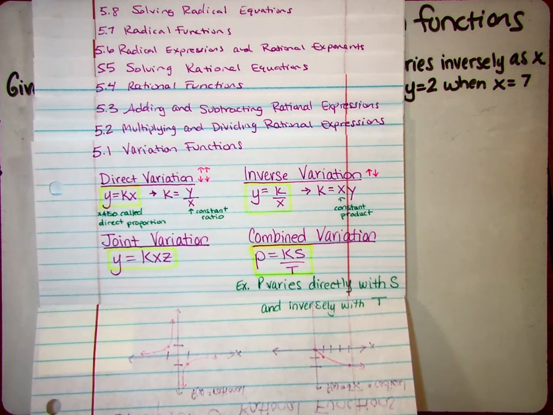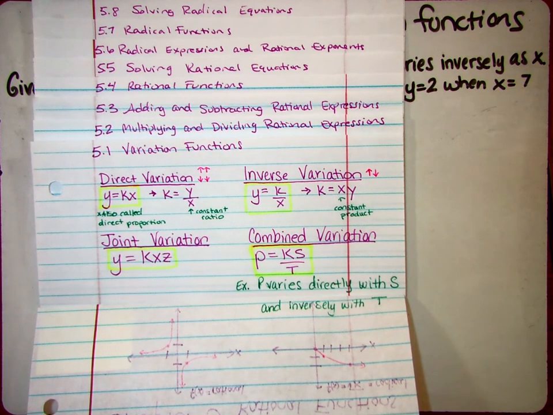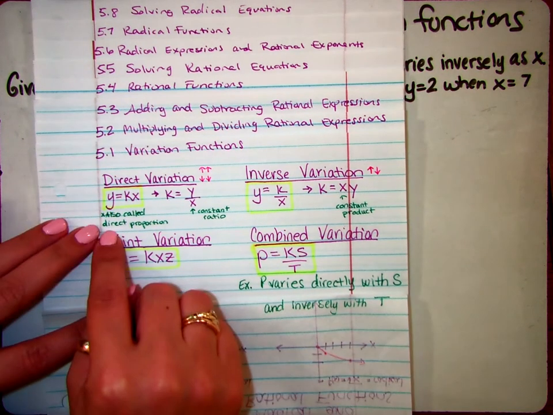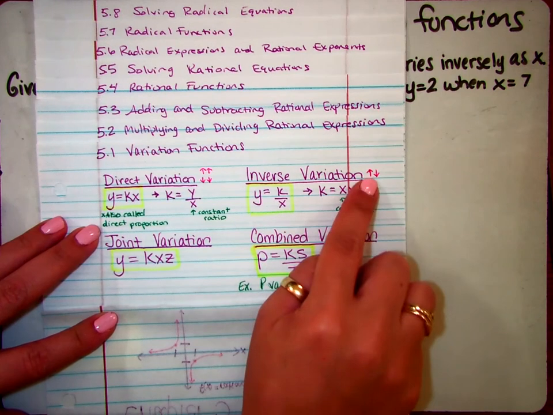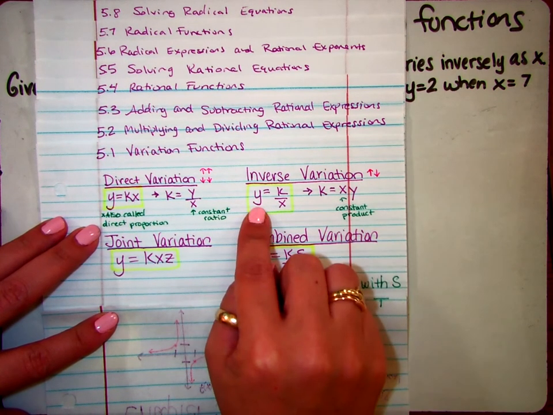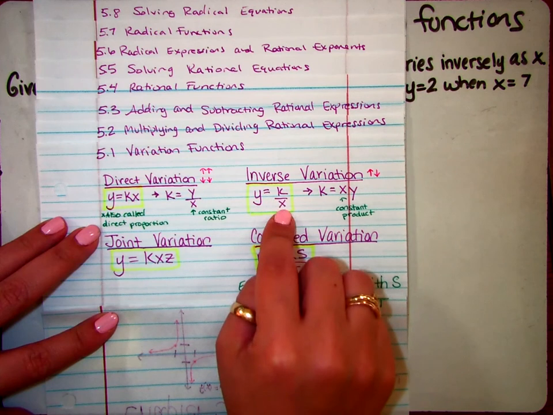I want you to think about a line, a slope, that goes up or goes down. They go together. It's also called direct proportion. Inverse variation, they go in opposite directions, so they undo each other. So y equals k over x.